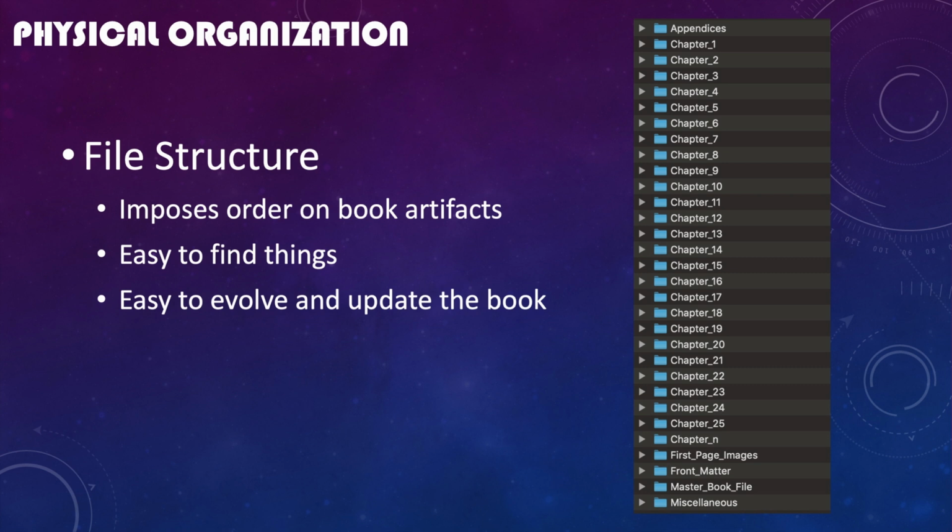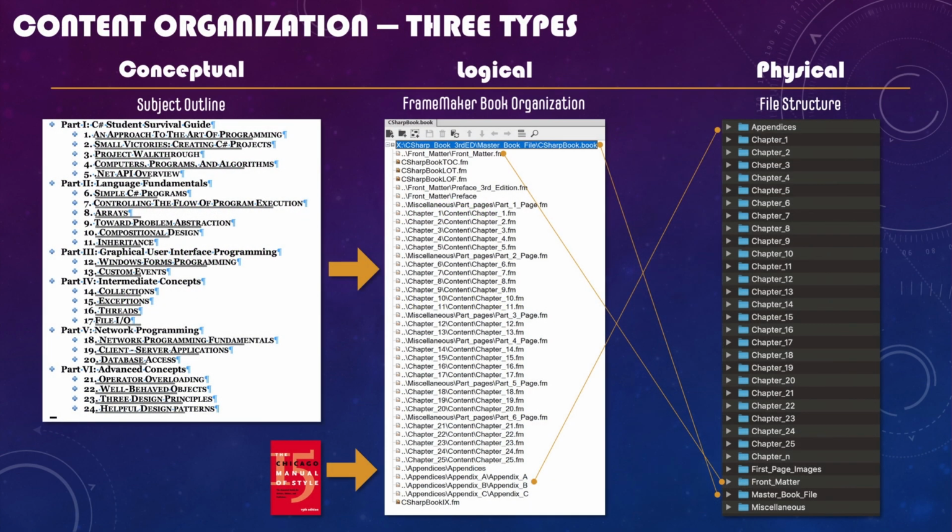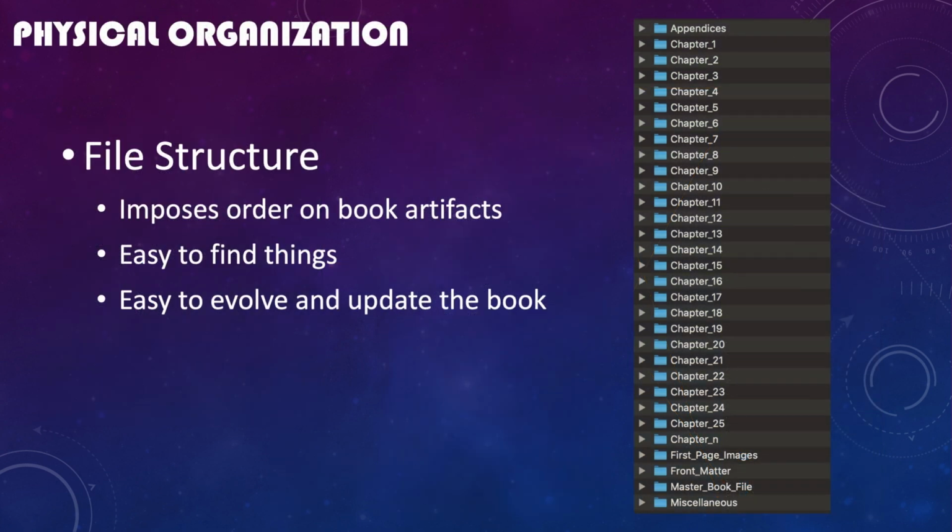The third type of content organization is what I refer to as physical organization or file structure. Like, where are these artifacts located on your computer, right? And so it makes it easy to find, right? The file structure imposes order on book artifacts. There should be a mapping between the logical order, for the most part, in your FrameMaker book, so that the preface is located in this folder, appendices are located in that folder, chapter 1, all associated content and graphics are in that folder, the master book file is in that folder, the front matter is in that folder.